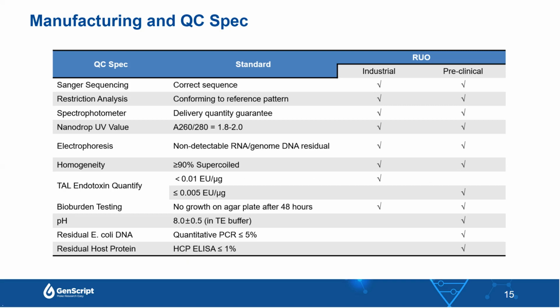For the RU, the QC specifications are listed. For the RU grade GenCircle services, we provide 2 different purity levels for different assays and target cells.